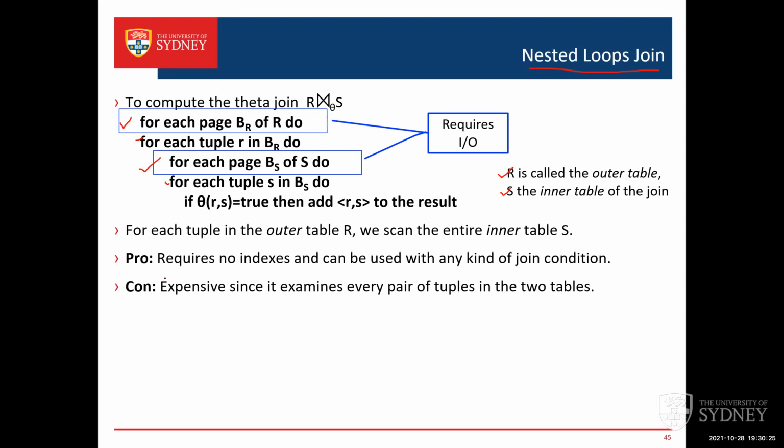What is the benefit of this technique? No indexes are needed, and it can be used for any kind of join operation. There is nothing special in here. We are taking everything from R and comparing with everything in S, so we can apply it for any technique. You can understand this is very expensive, because we are checking every pair of tuples in the two tables, comparing everything with the rows of the other table.